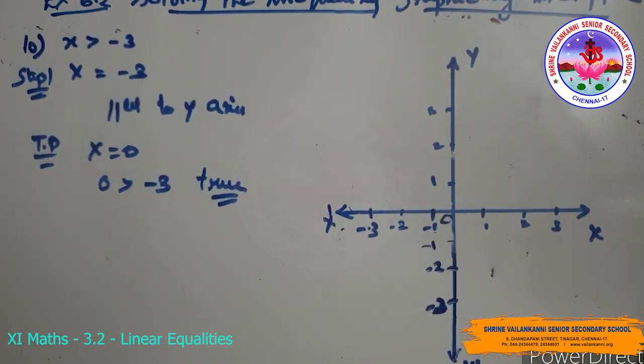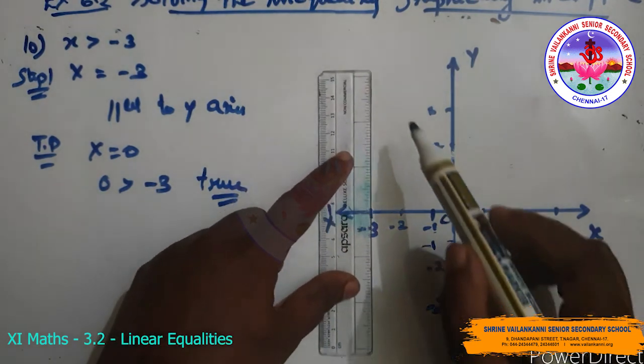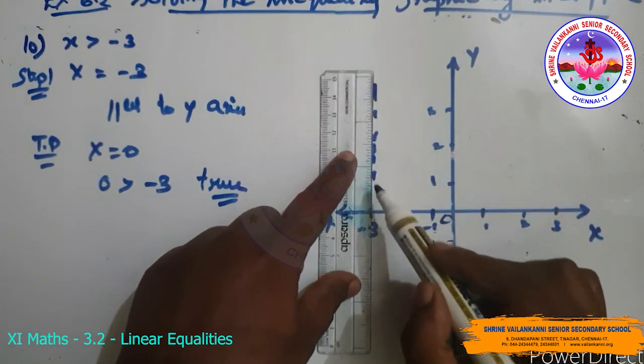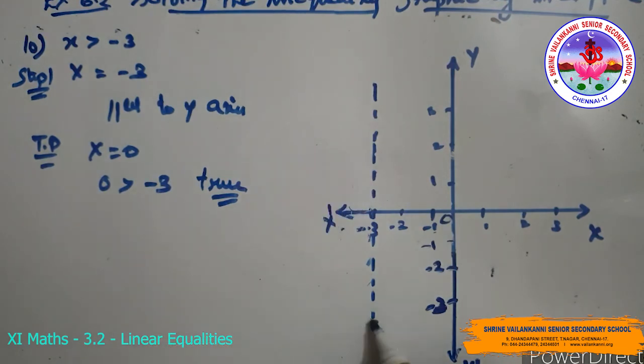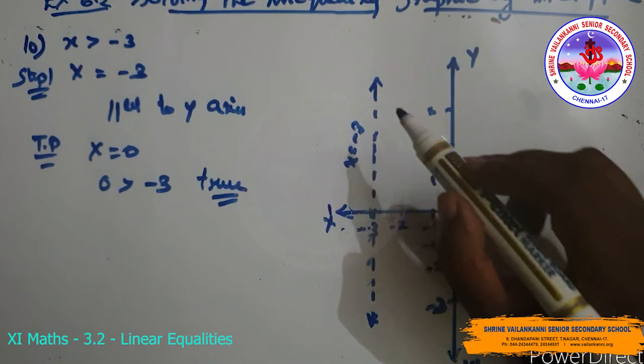10th question, x is greater than minus 3. So x is equal to minus 3. We have to draw this line which is parallel to the y-axis using dotted lines, as it is a strict inequality. So x is equal to minus 3.